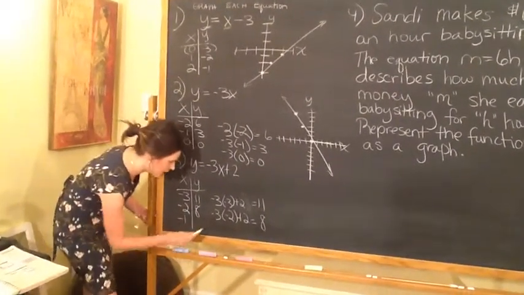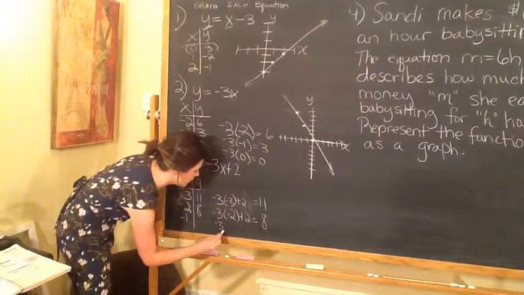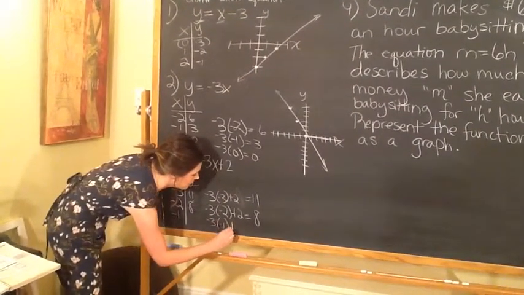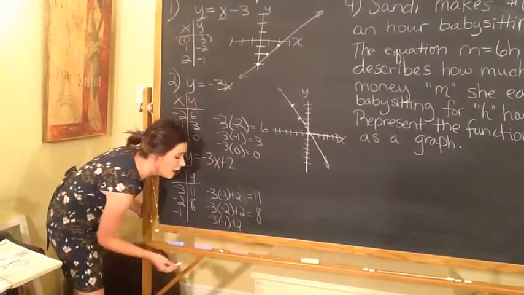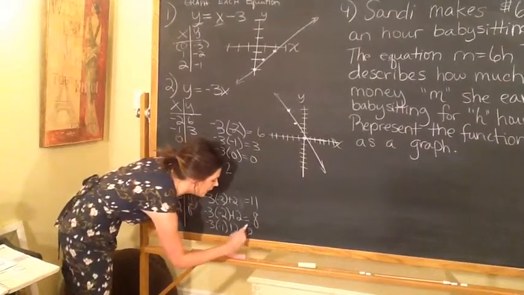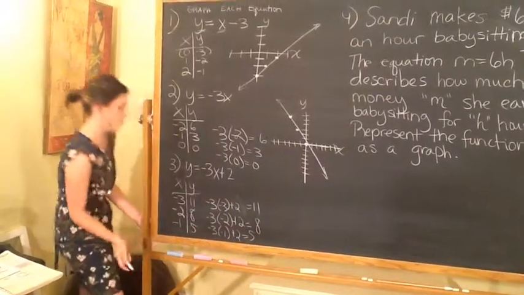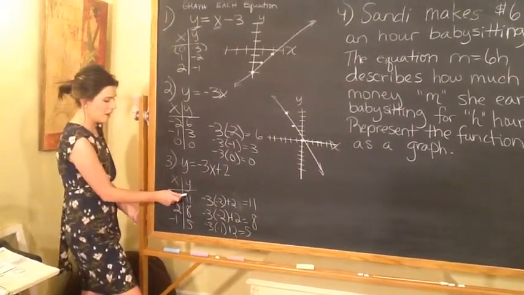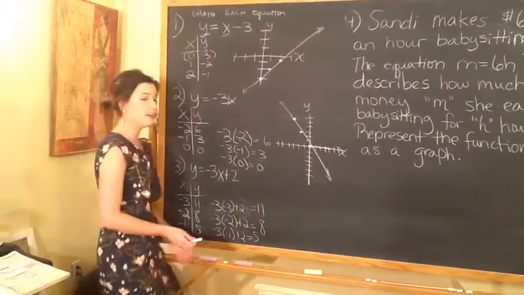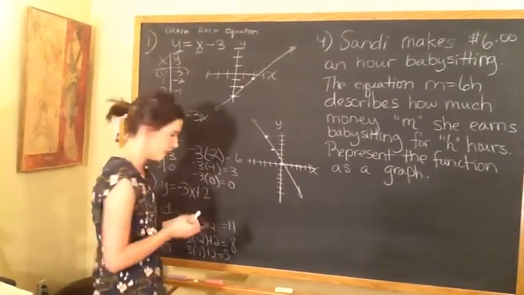So negative 1. Now I'm going to go ahead and plug in negative 1 for x. So negative 3 times negative 1 plus 2. That's going to be a positive 3 plus 2, which is going to give me 5. Okay, so looking at my graph, I'm going to need some high positive numbers on my y-axis, so I'm going to make my graph accordingly.